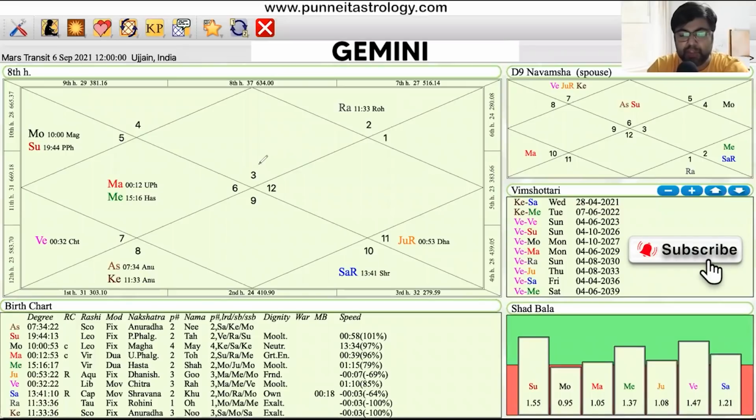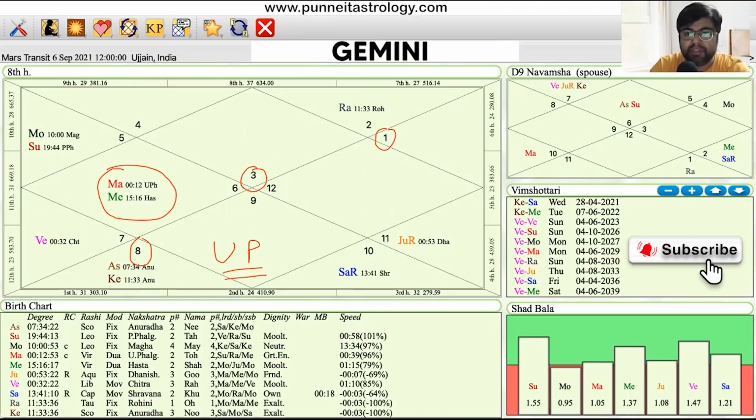Ascendant number 3, Gemini Ascendant. Now in case of Gemini Ascendant, Mars and Mercury will be in the 4th house. Now definitely Mars has a very important role to play. Mars rules your 6th house and Mars rules your 11th house. These are called Upchaya houses.